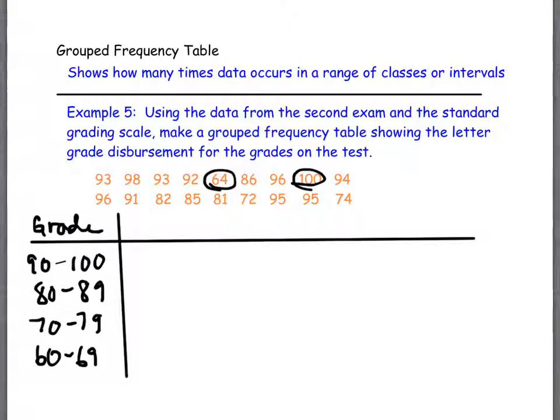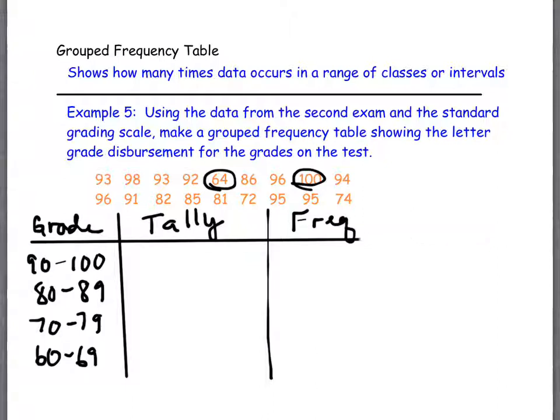All right, so these are the grades. We're going to do a tally column in the middle. Tally columns are really helpful. And the last column over here is simply going to be our frequency. And all the frequency column is, is the numerical value represented by the tally column. So you're just writing it as a number.